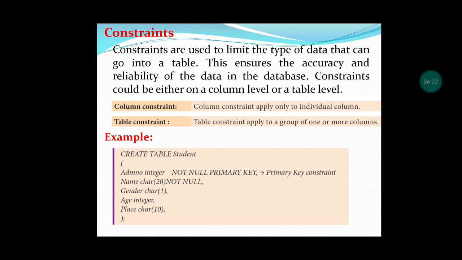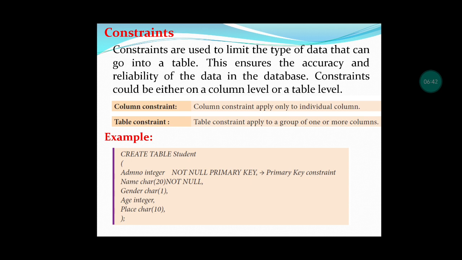There is a limit for that, and not null is also given. Primary key means it is a unique key which is used only for the particular student. The same admission number will not be given for two students, so it is a unique one.